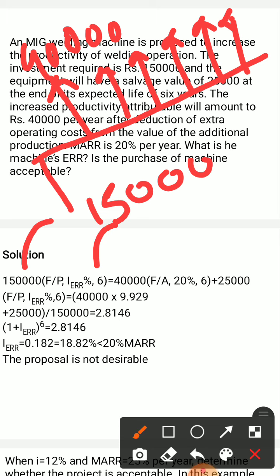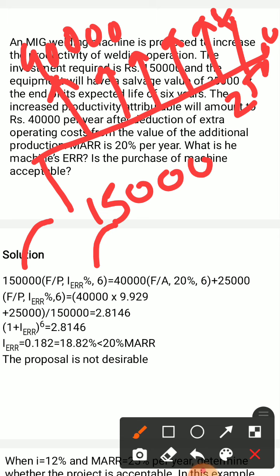After the sixth year, there is some salvage value of 25,000. With this given condition, you have to find out the interest rate I.